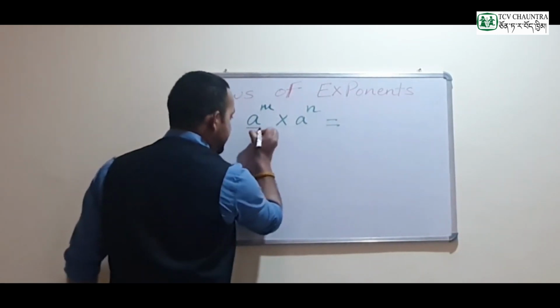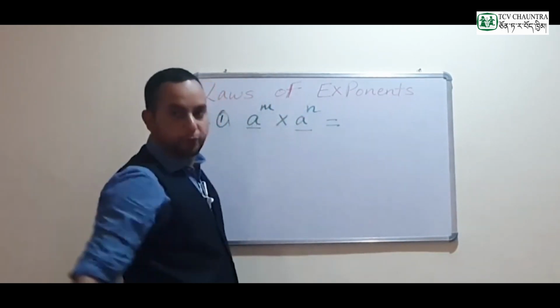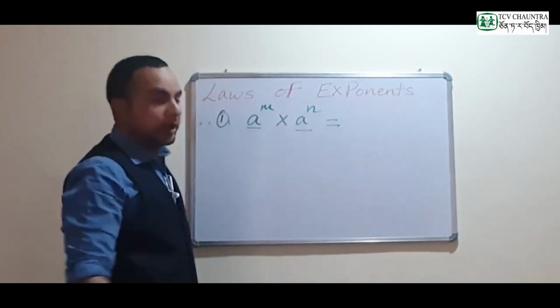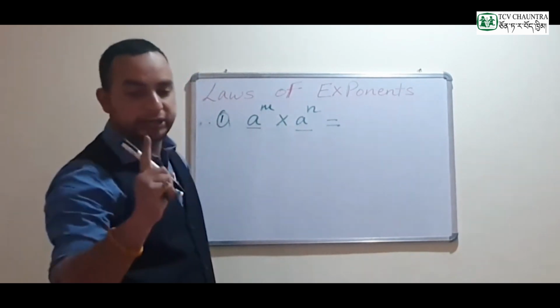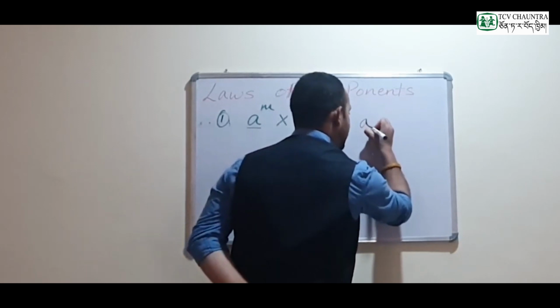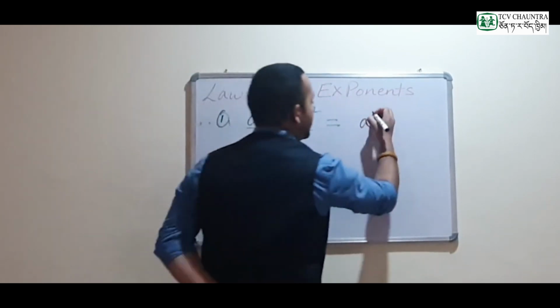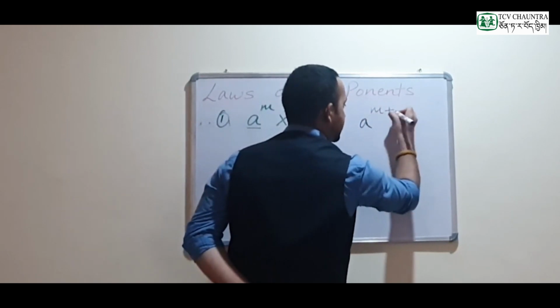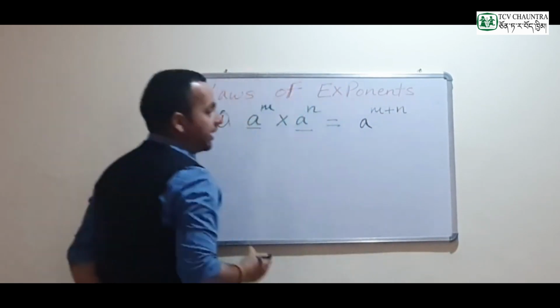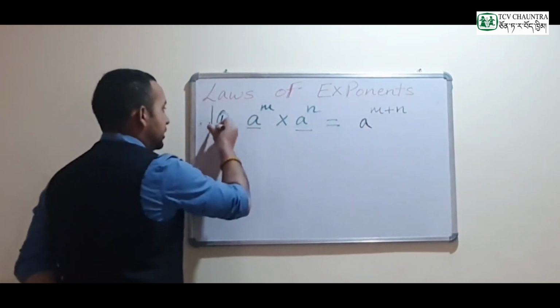Here the base is a, similarly the base is a, but the exponents, or powers, are different. So the base is the same, we can write it only once, so a we can write only once. Then add the powers. So a raised to the power m plus n is our first law.